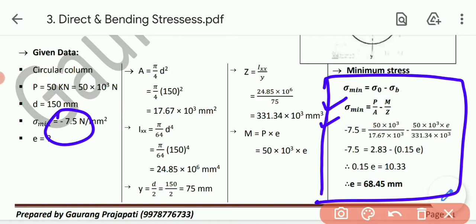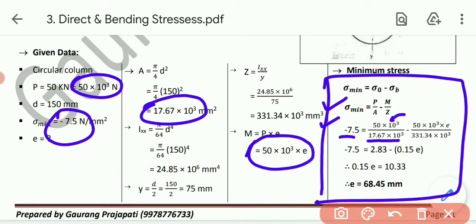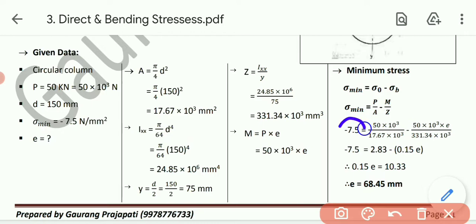Sigma minimum is minus 7.5, P that is given to us, 15 into 10 raised to 3. Area we have calculated, 17.67 into 10 raised to 3, minus M, that is 15 into 10 raised to 3 times eccentricity, divided by Z, that is 331.34 into 10 raised to 3. Now by solving this term, 7.5 minus stays as it is, and solving the first term we will get the value 2.83. Solving the next term, keeping eccentricity as unknown, I will get the answer 0.15 E.